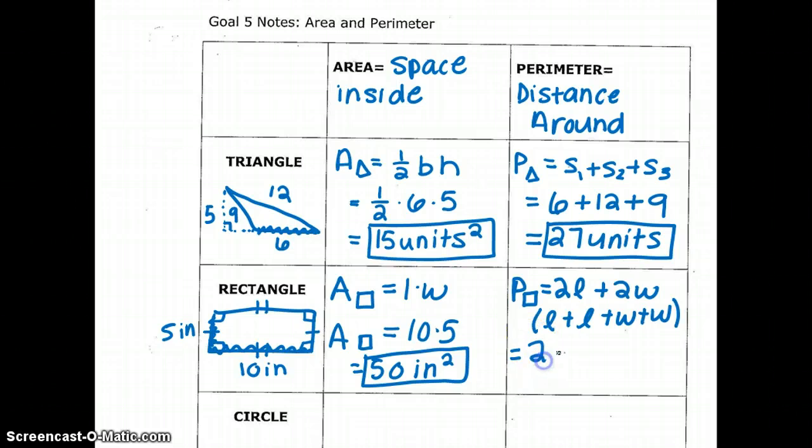When we plug in our numbers here, we get 2 times 10 plus 2 times 5. 2 times 10 is 20. 2 times 5 is 10. And this is 30 inches. We do not square it here because perimeter is one-dimensional.